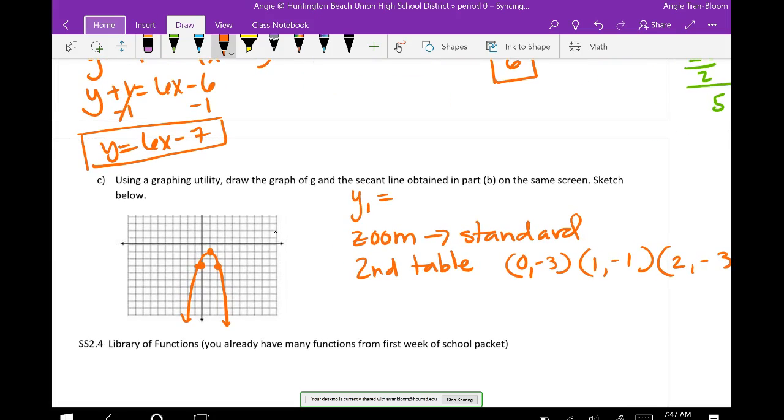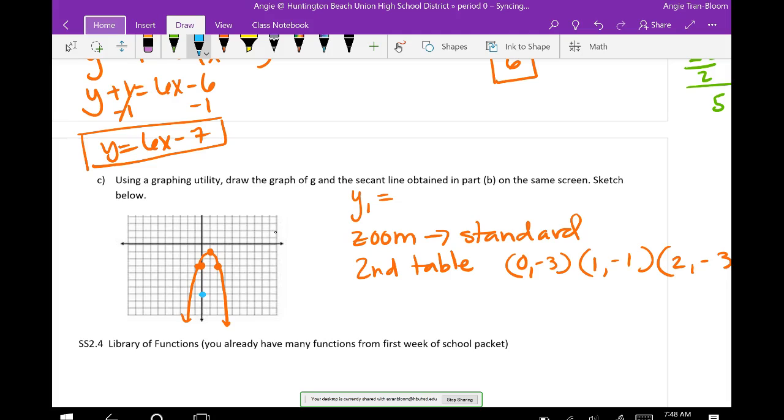All right, so here's your graph. It also wants what else besides the graph? The secant line. How do we graph a line? Where do we start? We start at the y-intercept. What is the y-intercept for the secant line? -7. So let's go down 7: 1, 2, 3, 4, 5, 6, 7. Good. What is the slope?